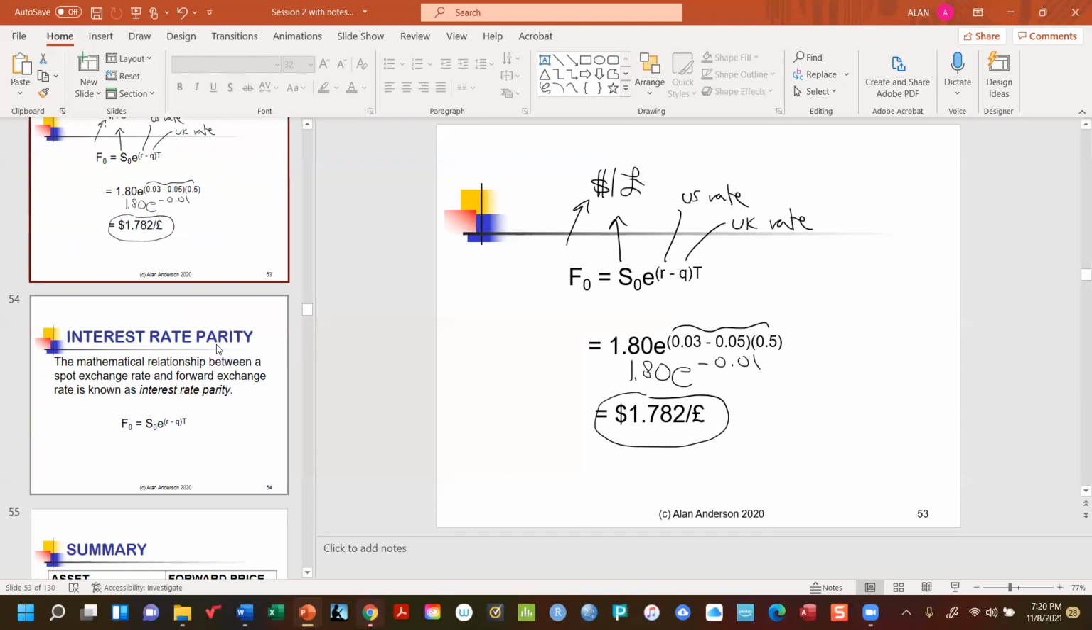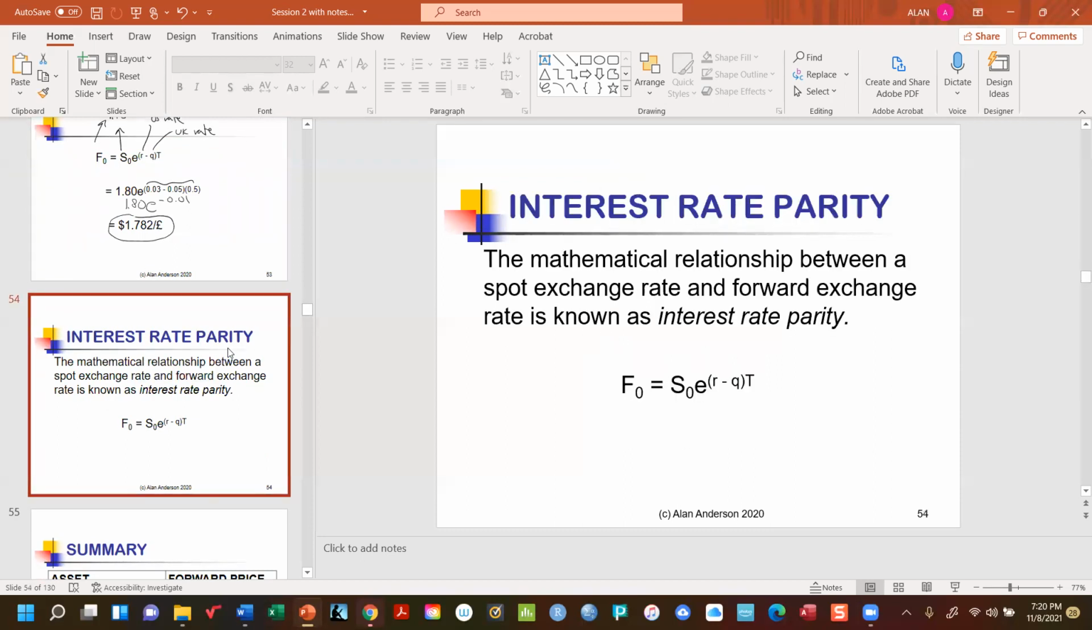All right, so now this relationship, when we're using it for currencies, is often referred to by a special name. It's called interest rate parity. So if you see that phrase, it means this formula where S is an exchange rate, and so is F. It's heavily used in the financial foreign exchange markets to determine how much the forward exchange rate should be.